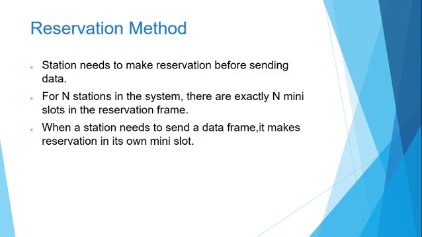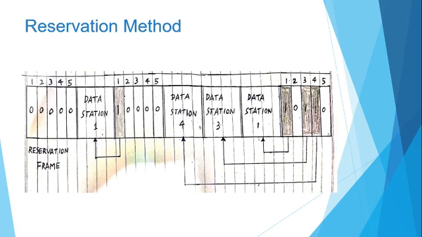Reservation. In the reservation method, a station needs to make a reservation before sending data. Time is divided into intervals. In each interval, a reservation frame precedes the data frames sent in that interval. If there are n stations in the system, there are exactly n reservation mini slots in the reservation frame. Each mini slot belongs to a station.